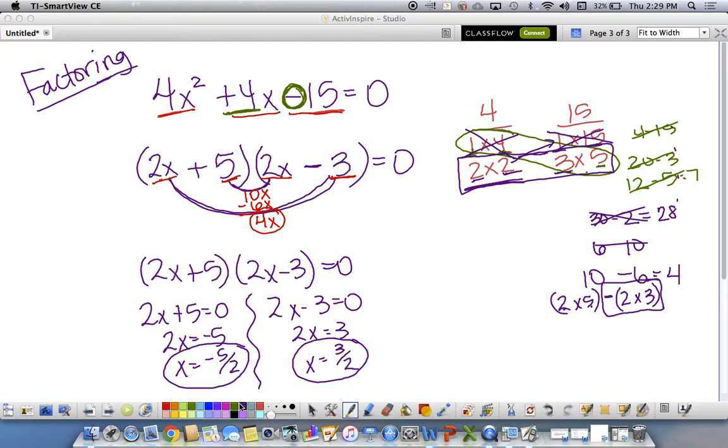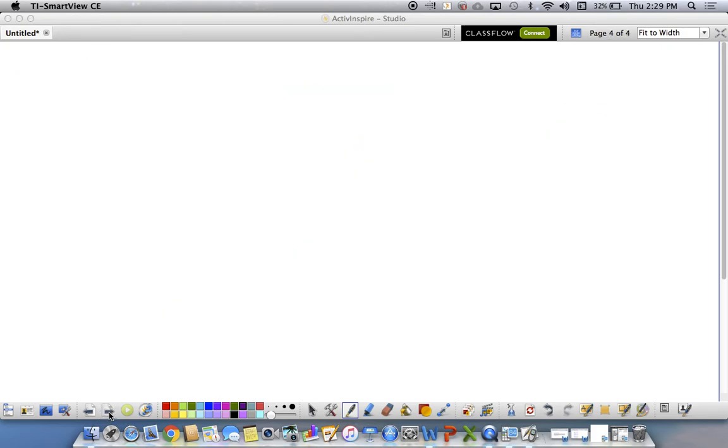So here we go. Let's do 6x squared. Okay, here we go. Sorry, I did not have another one planned, but we're going to do one more. If you are given 6x squared minus 17x plus 10 equals 0, can you factor this problem?